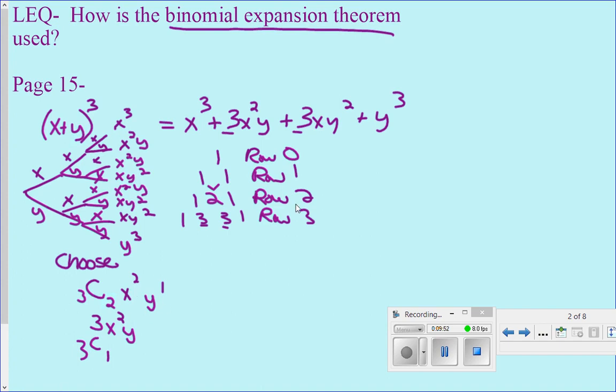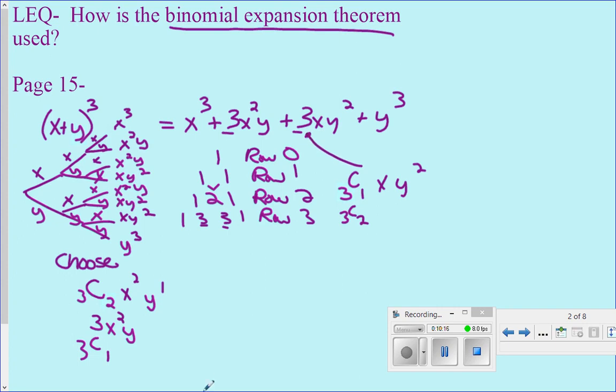So for this one, 3xy squared, same thing. If I know xy squared, and I want to get the combination to get the coefficient, I'm going to use 3 because I'm expanding to the third. C, either 1 for the exponent for the x or 2 for the exponent for y. So 3c1 or 3c2, either of those equal 3, and that's where that 3 is coming from.